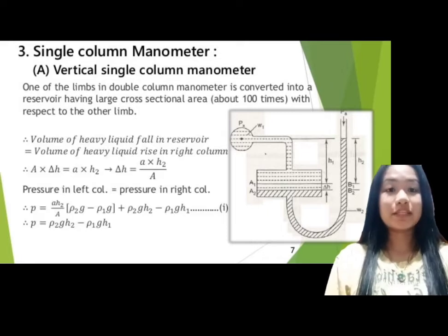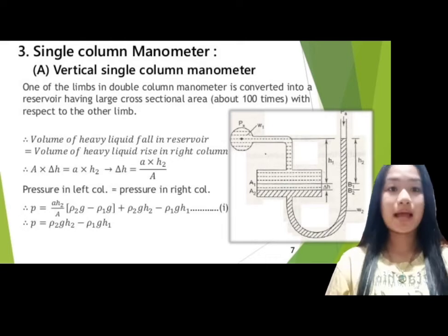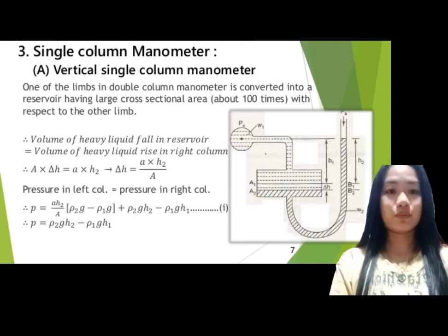Today we will understand the basic concept of a single column manometer to measure pressure at a point in a fluid.